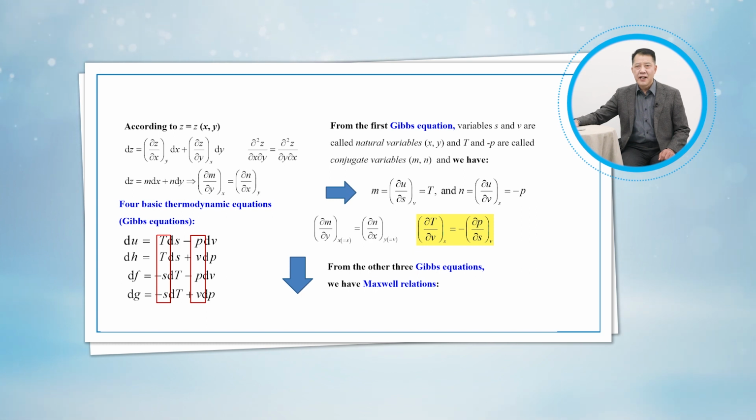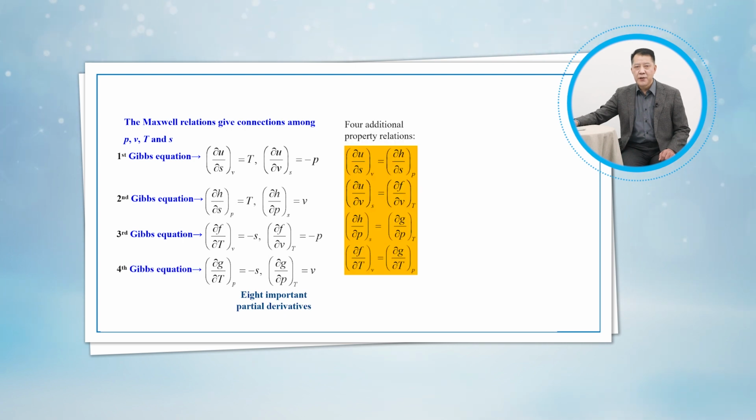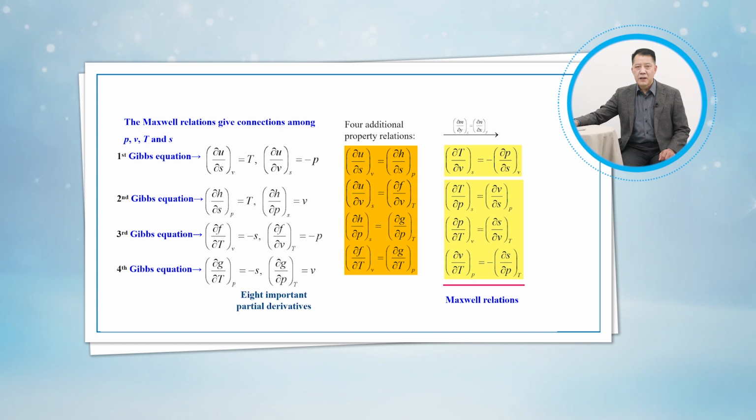These relations are the Maxwell relations and are applicable to thermodynamic state functions and equilibrium. From the Gibbs equations, the conjugate variables are identified, and we then have four additional property relations. Since the order of differentiation is immaterial for properties, we then have the Maxwell relations.